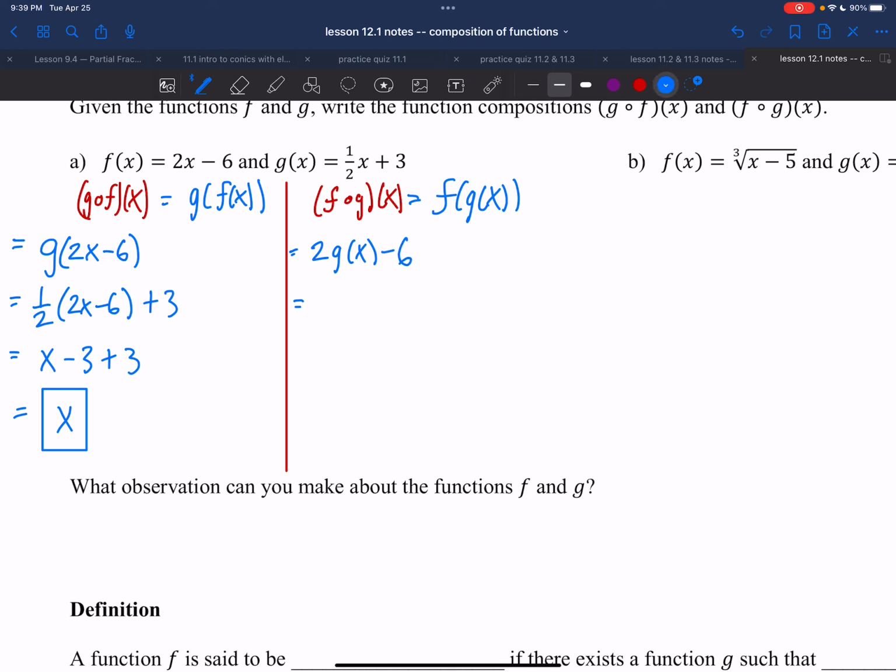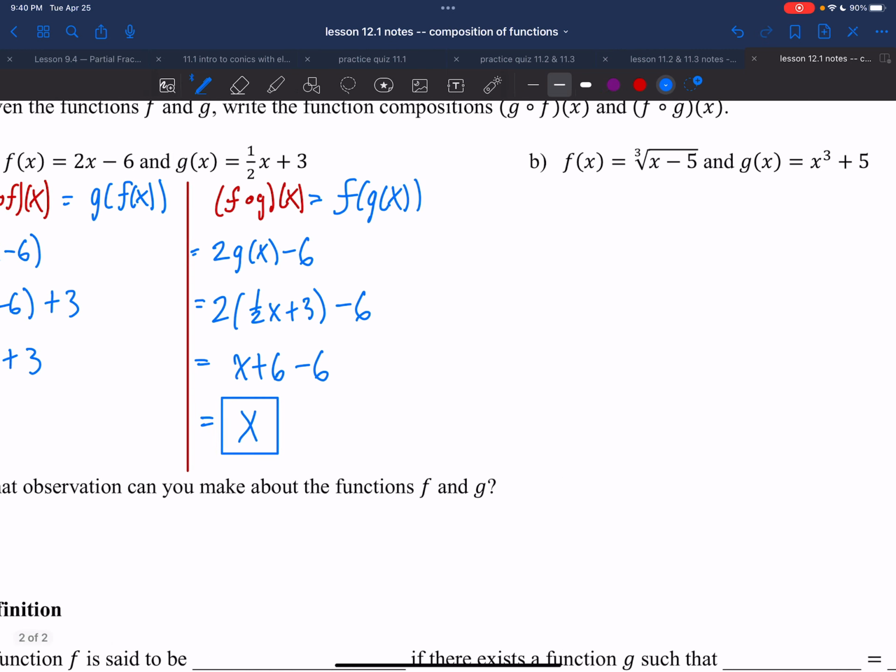I'm just showing you two ways of writing it. So it's 2 times g of x minus 6, but we know what g of x is. g of x is 1/2 x plus 3, and then minus 6. And so that's x plus 6 minus 6. Oh my goodness, that's also equal to x. Coincidence, maybe. All right, so that's the composition of g and f.